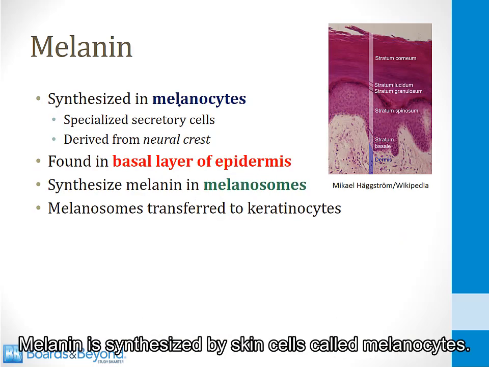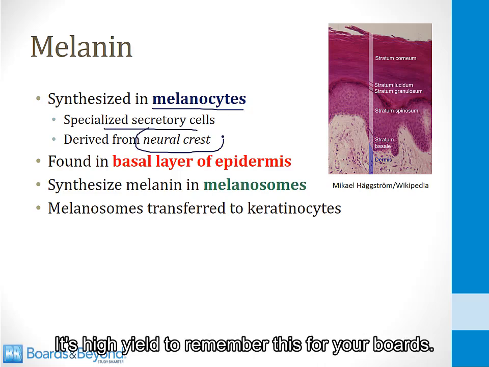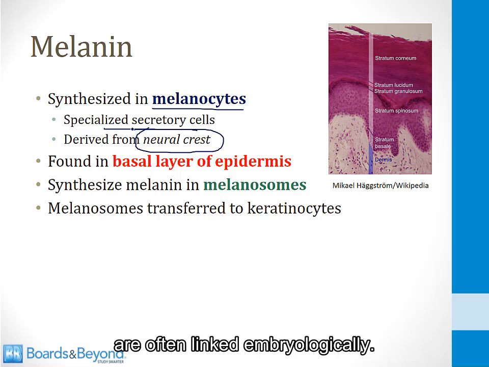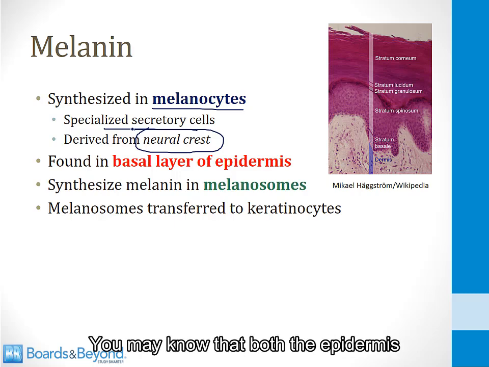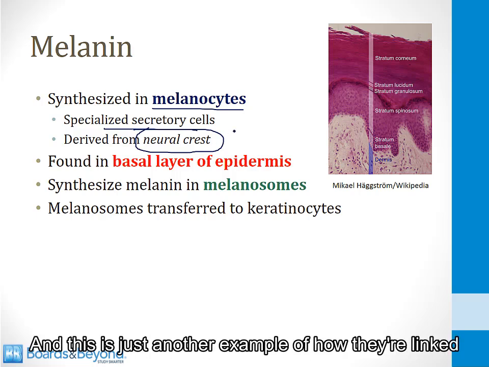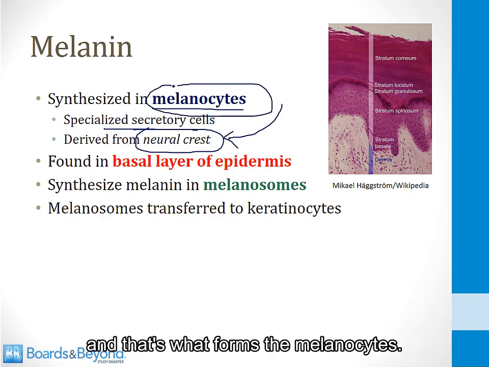Melanin is synthesized by skin cells called melanocytes. These are specialized secretory cells, and they are derived from the neural crest. It's high yield to remember this for your boards. So the skin and the central nervous system are often linked embryologically. You may know that both the epidermis and the central nervous system derive from the ectoderm. And this is just another example of how they're linked in that neural crest cells migrate into the skin, and that's what forms the melanocytes.